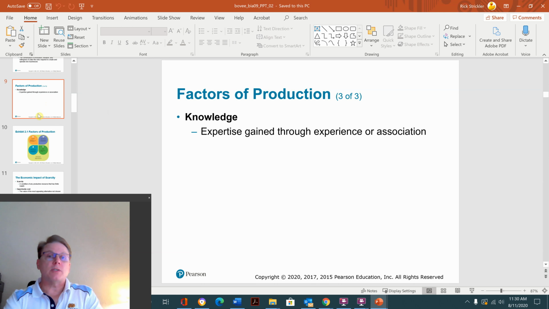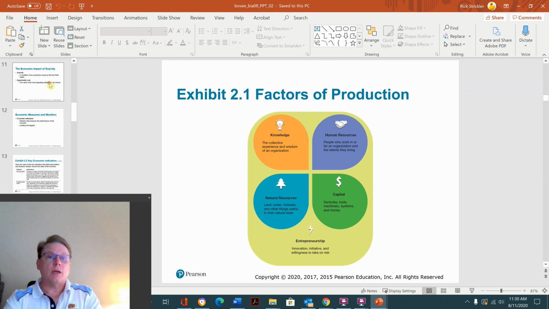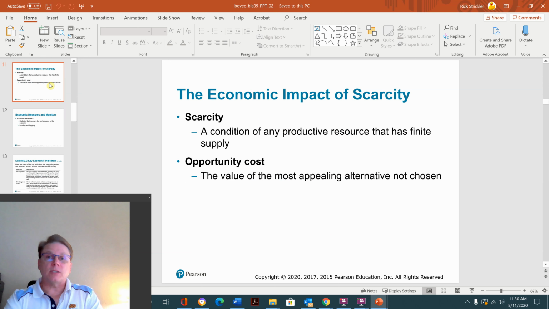Knowledge: experts gain through experience or association. So factors of production are knowledge, human resources, capital, and natural resources, which we just went over. Economic impact of scarcity. Scarcity is a condition of any product or resource that has finite supply, which virtually everything has. There are only so many trees. There are only so many gallons of oil. There are only so many of any of the natural resources that you would use. There are only so many hours in the day if you're a service business. So everything has scarcity.